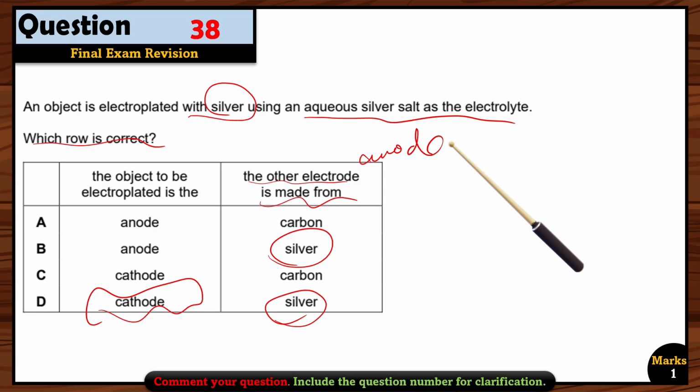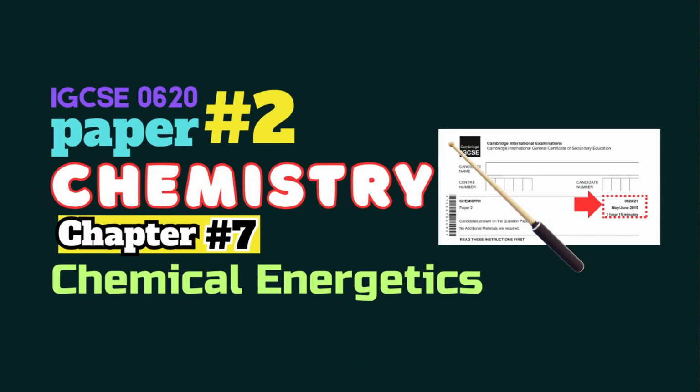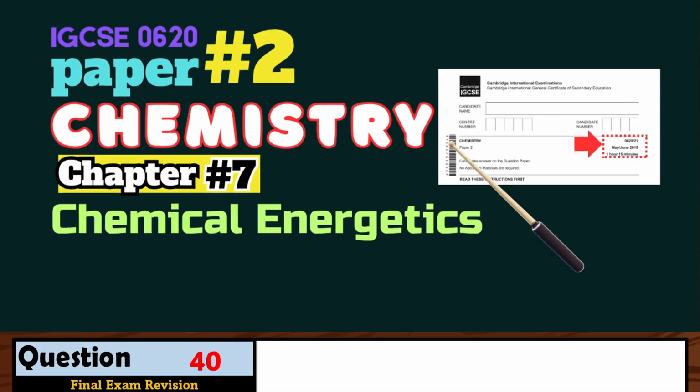So these are some of the questions that students mostly find difficult in the exam, and they make mistakes related to chapter 6. Now we will see some of the common mistakes students usually make in chapter 7, chemical energetics, and what the tricks are and how you can tackle these mistakes in your exam. Let's see one by one.